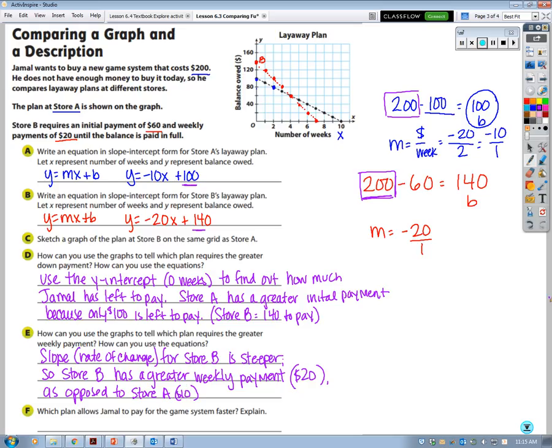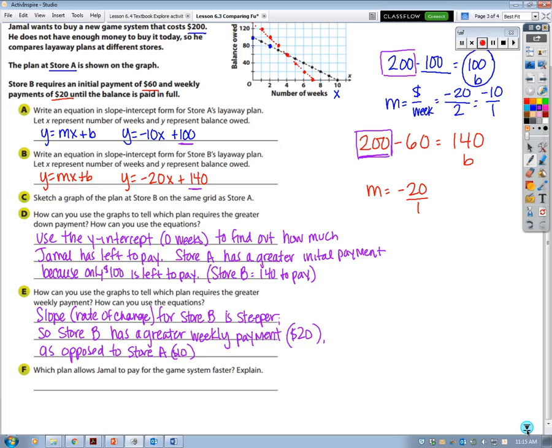Let's go ahead and take a look down here at that last question. Which plan allows Jamal to play the game system faster? Meaning, which one lets him pay off sooner? Looking at store A, it's going to take him 10 weeks until he has that game system paid off. Even though he's paying less money per week, it takes him longer. Whereas store B, he's going to have that balance paid off in 7 weeks. And that's shown by the graph, right? Because when you hit $0 remaining left to pay, it's been 7 weeks for store B and 10 weeks for store A.